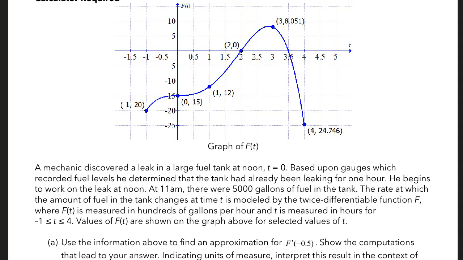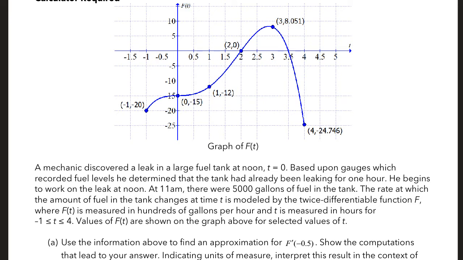All right, this is a great example of one where, even though you're on a time limit, you've got to read and understand things. So we have a leak in the fuel tank. 0 is noon, and it's already been leaking for an hour, probably not important. Well, maybe. At 11 o'clock, there were 5,000 gallons. The rate at which it was leaking is twice differentiable.